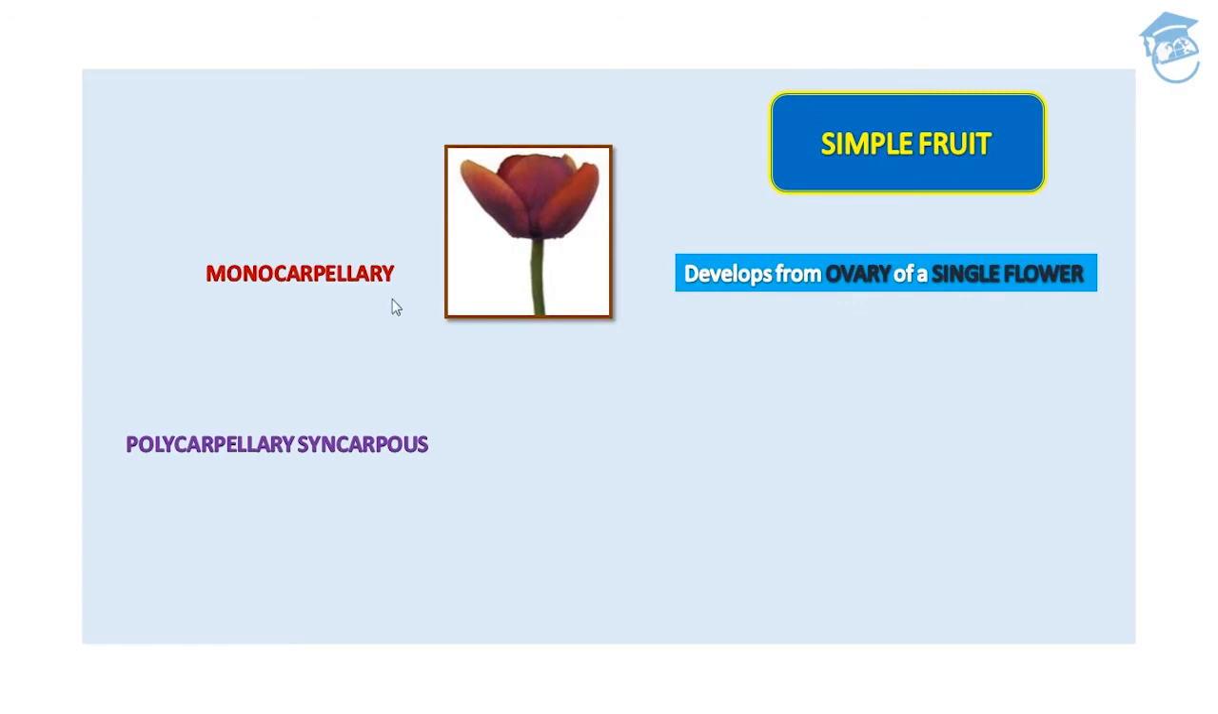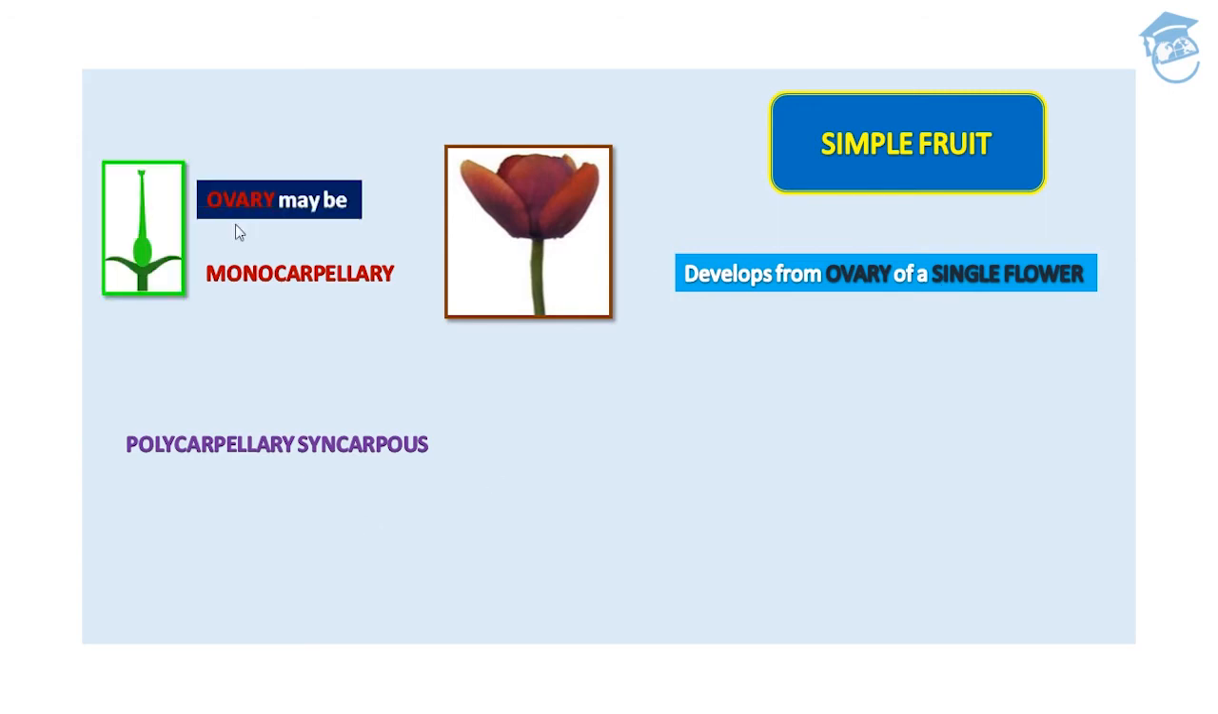It may be monocarpellary, it may be polycarpellary syncarpous. Carpellary means carpel. Carpel is gynoecium, that is the female reproductive organ. So when it has only one carpel, then that is called monocarpellary. It develops from the ovary of a single flower. That's why it is called monocarpellary simple fruit.